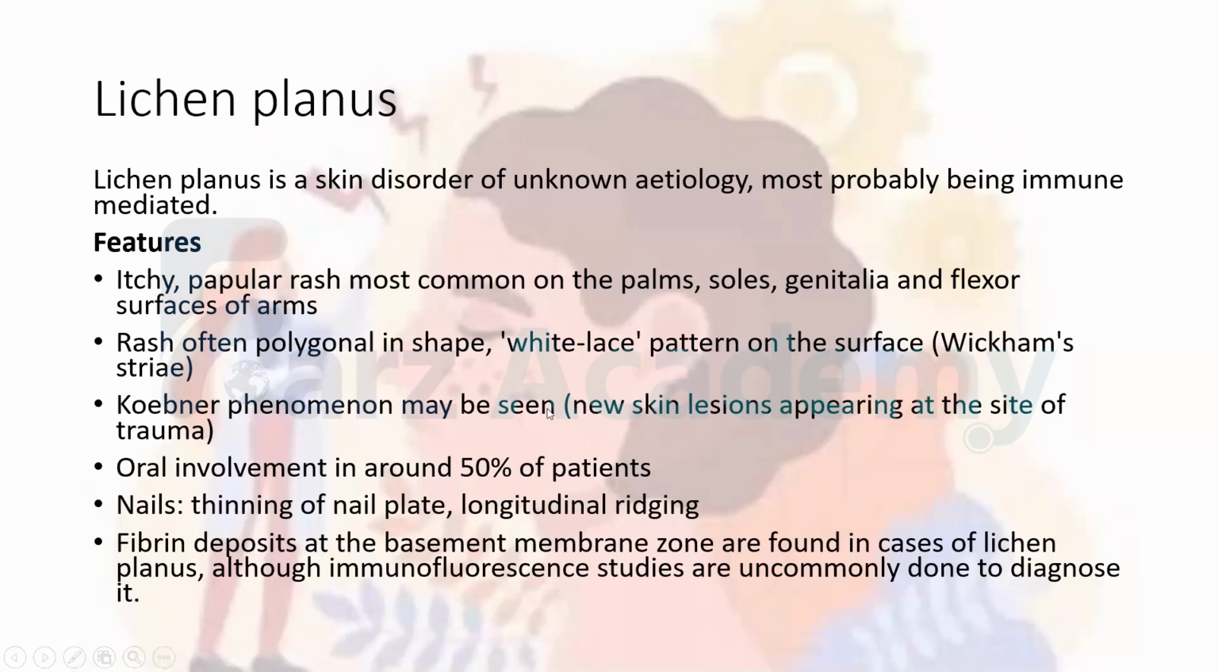Okay, it can also exhibit Koebner's phenomenon where new skin lesions appear at the site of trauma. Oral involvement is seen in around 50% of the patients. If there is nail involvement, you can see thinning of the nail plate with longitudinal ridges. Also, fibrin deposits at the basement membrane zone are found in cases of lichen planus, where the mucosa is involved. Immunofluorescence studies are uncommonly done to diagnose it.